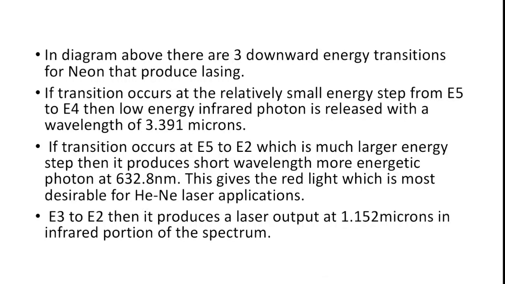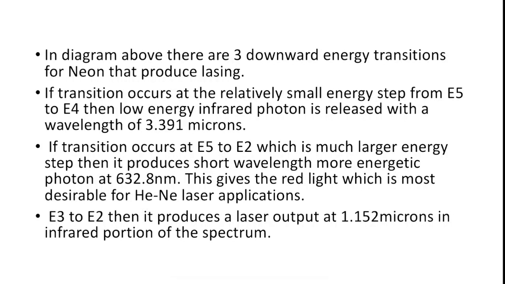If a transition occurs at a relatively small energy step from E5 to E4, then a low energy infrared photon is released with a wavelength of 3.391 microns. If a transition occurs from E5 to E2, which is a much larger energy step than the previous one, then it produces a short wavelength, more energetic photon at 632.8 nanometers. This gives the red light, which is the most desirable for helium neon laser applications. And E3 to E2 produces a laser output at 1.152 microns in the infrared portion of the spectrum.